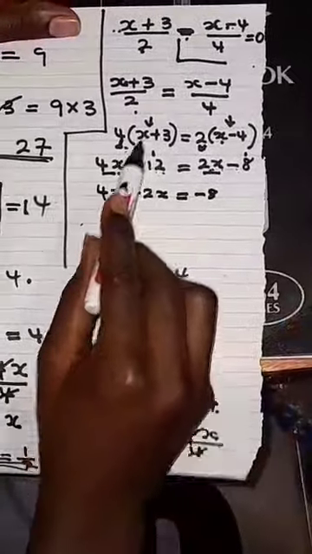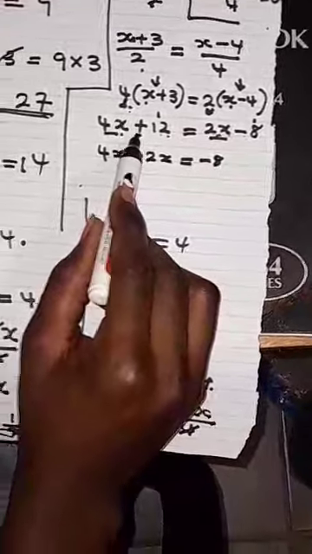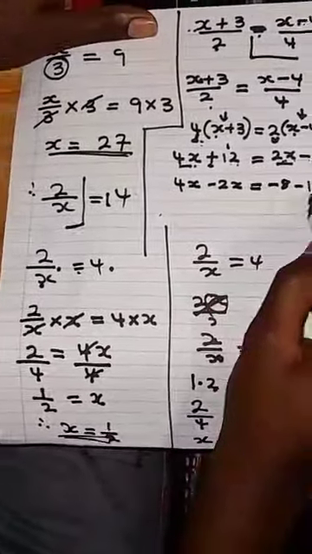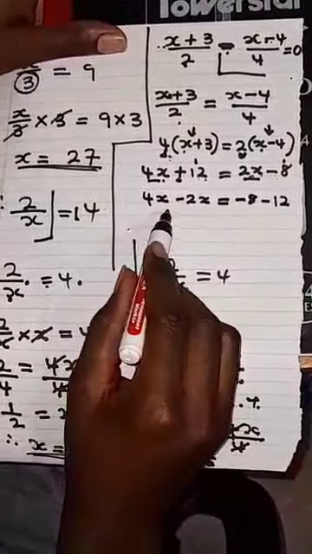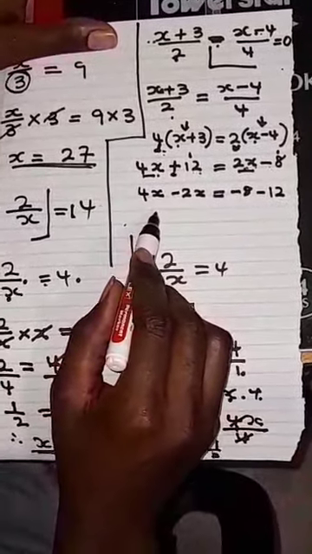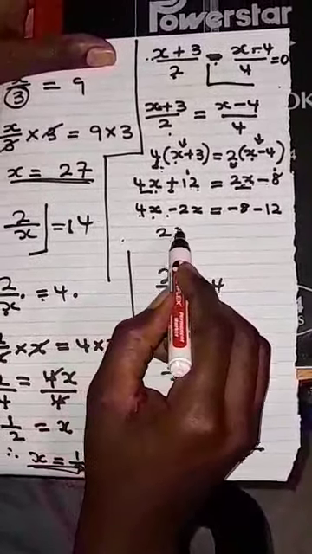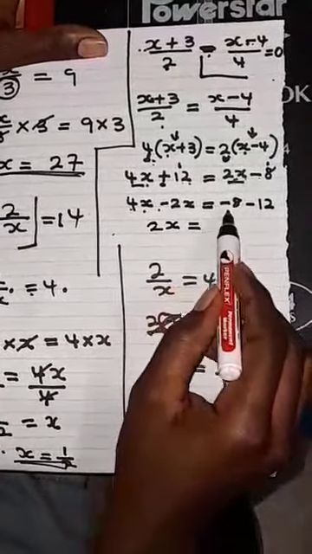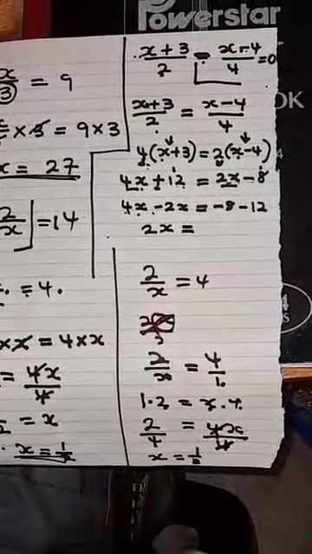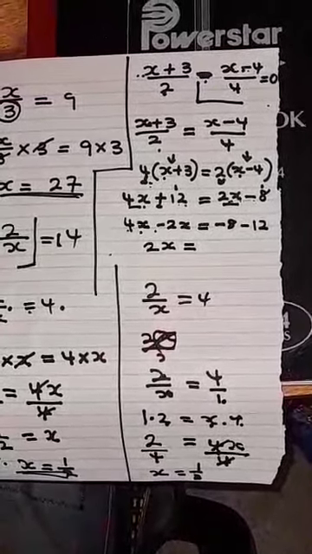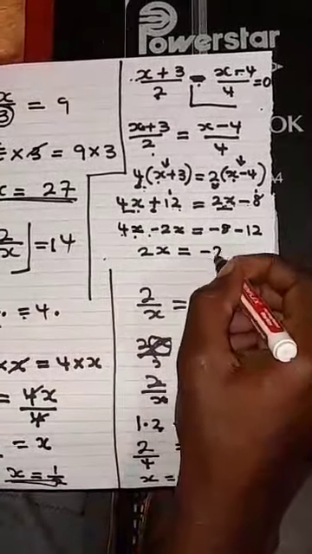This 12 must come this side, and 12 is positive. When it jumps the sign, it becomes negative 12. So now we must subtract or add. 4x minus 2x is 2x is equal to negative 8 minus 12, which is negative 20.